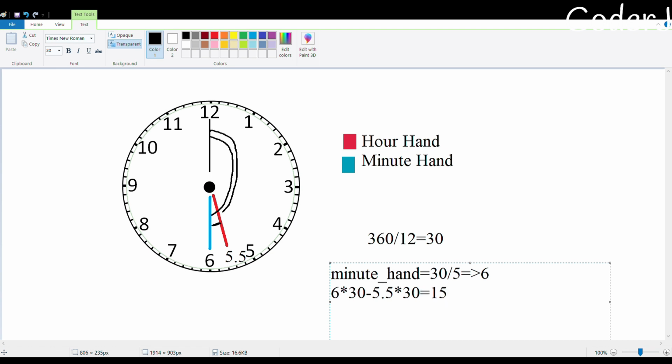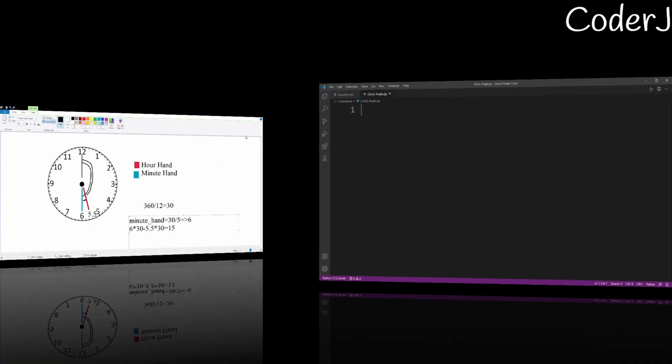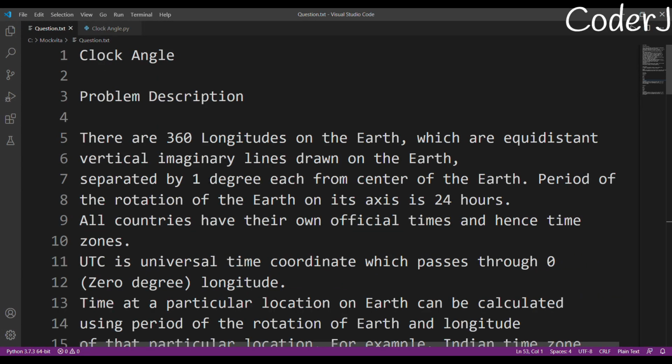Now I'll move on to the interesting part, that is the coding part, and it's really, really easy. Okay, just give me a minute. All right, now let's start with the coding.